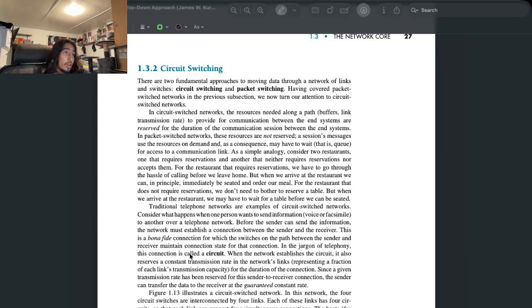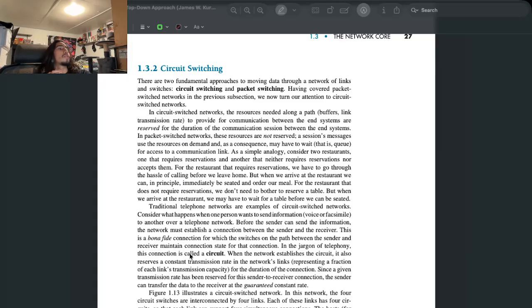Traditional telephone networks are an example of circuit switch networks. Consider what happens when one person wants to send information, voice or fax, facsimile, to another over a telephone network. Before the sender can send the information, the network must establish a connection between the sender and the receiver. This is a bona fide connection for which the switches on the path between the sender and receiver maintain connection state for that connection. In the jargon of telephony, this connection is called a circuit.